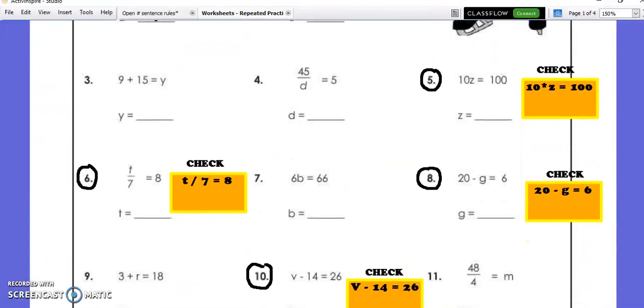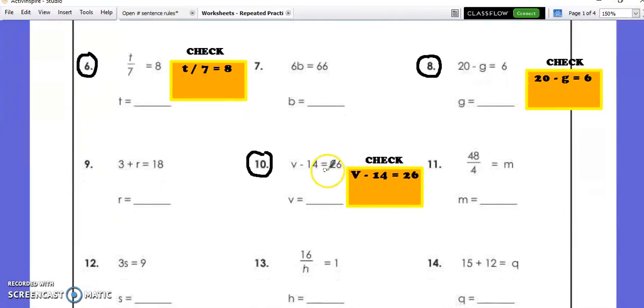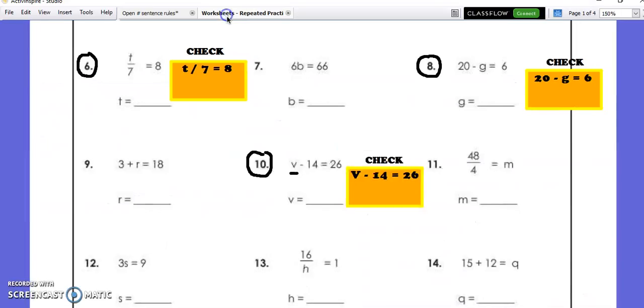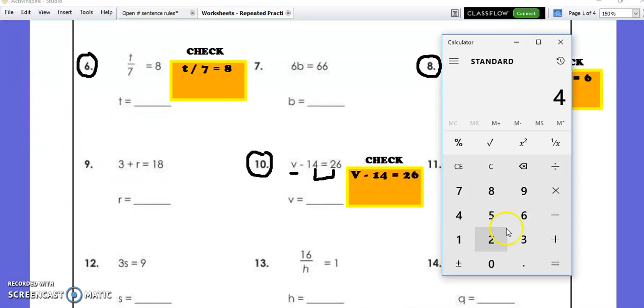If you look down at number 10, I can see an open number sentence because v is in this part of the question. It's not the actual answer. And v is my variable, and it is in the first position of a subtraction problem. So again, I'm going to take what I know and follow the rule. In this case, the rule tells me because that variable is in the first position, I need to add to solve. So I'm going to take what I know, 14 and 26, and add them together. 26 plus 14 equals 40.